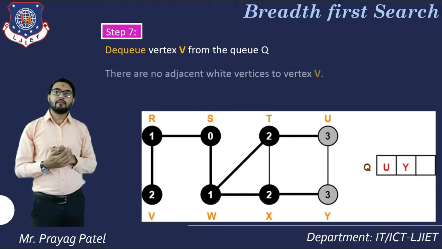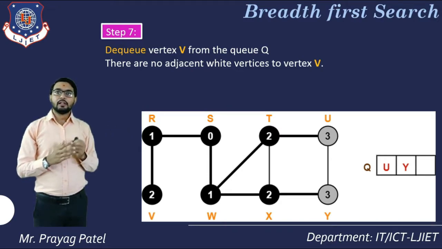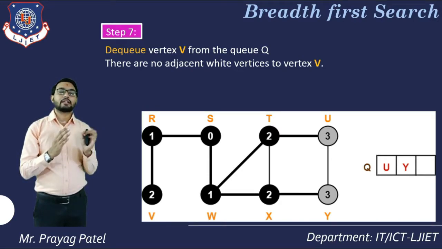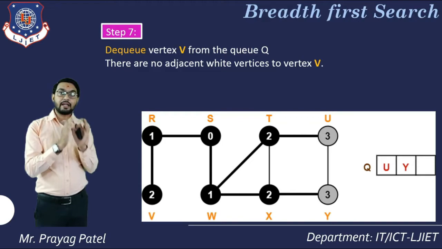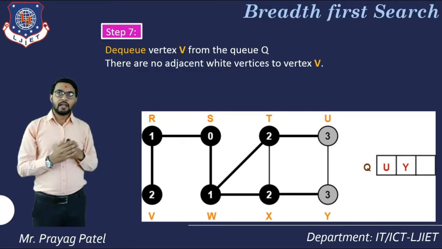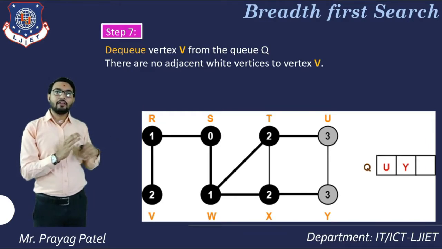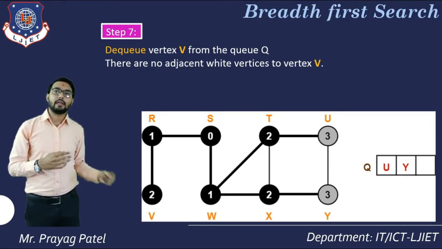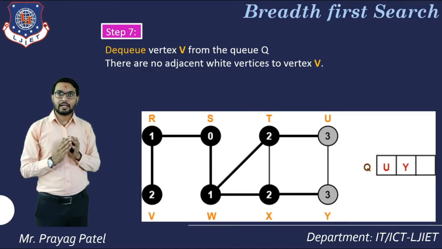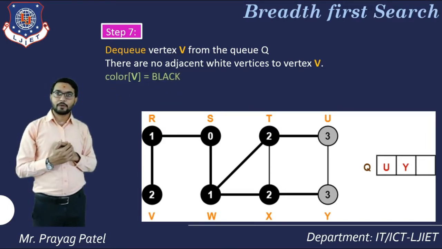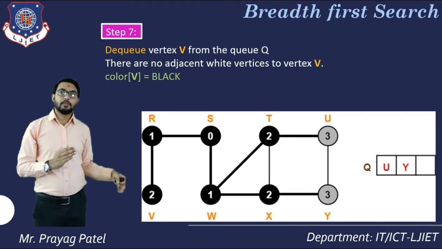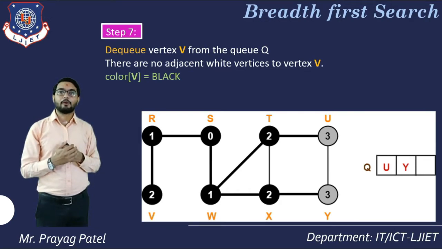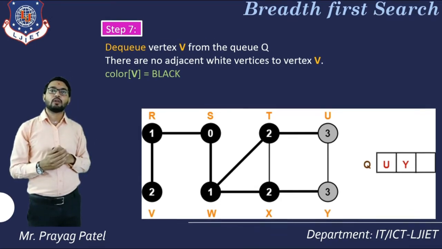Now consider the process for the particular node v. There are no adjacent white vertices to vertex v. In each of the previous cases, we considered the adjacent vertices of a particular vertex, and if a node was white, then we could perform the operations. But for the node v, there are no adjacent white vertices, so no operation is performed. Initially the color of vertex v was gray, and since no adjacent nodes are available, we set the color of v equal to black.